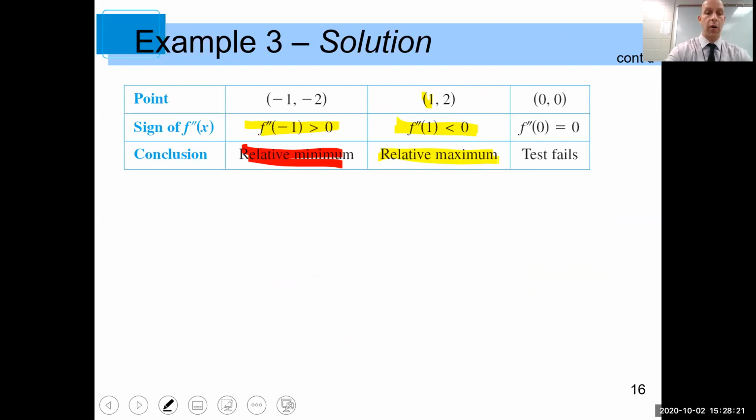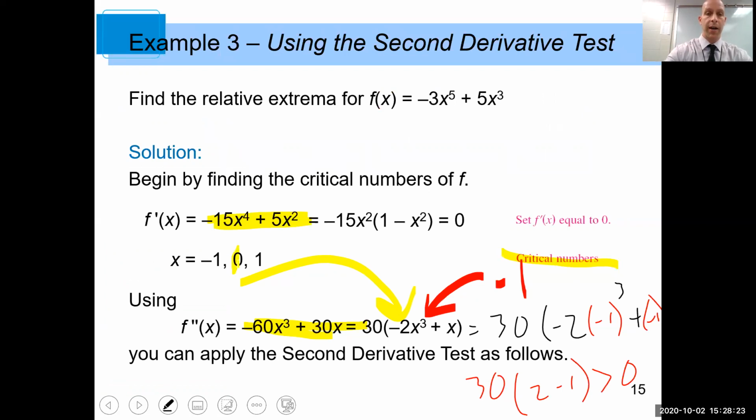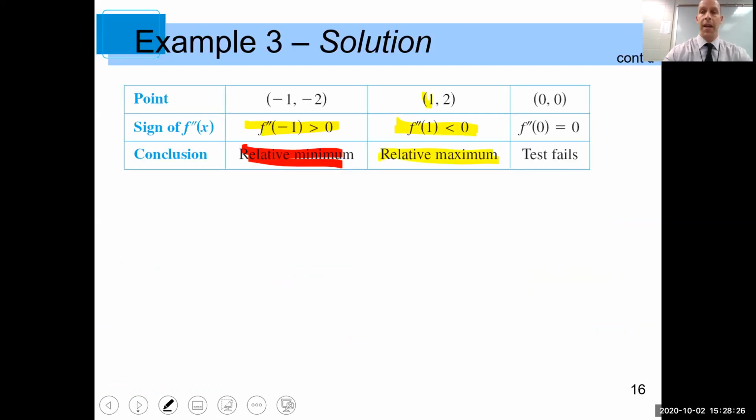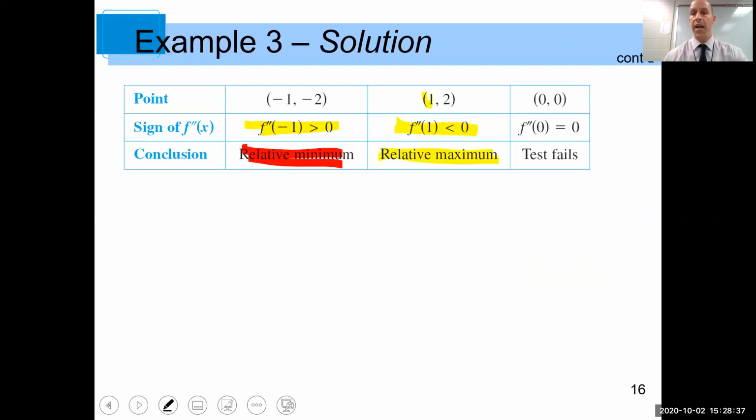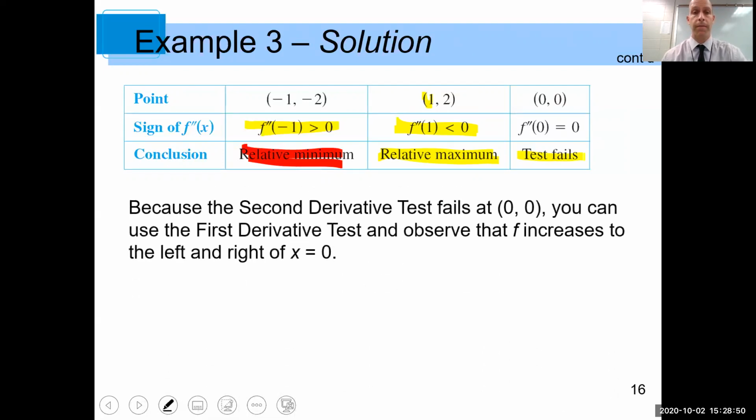Now, let's go back to this middle guy here when x is 0. It turns out when you plug x equals 0 into this second derivative, you're going to get 0 plus 0 times 30, which is 0. That means that the second derivative test fails. Since the second derivative test fails, you cannot use the second derivative test to determine if this is a relative min or relative max. You would have to go back to the first derivative test to determine that. And I have that written right here.